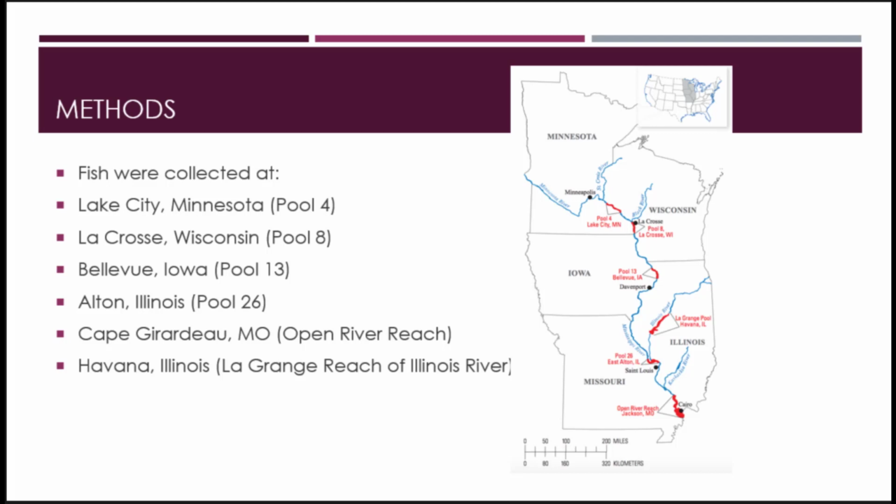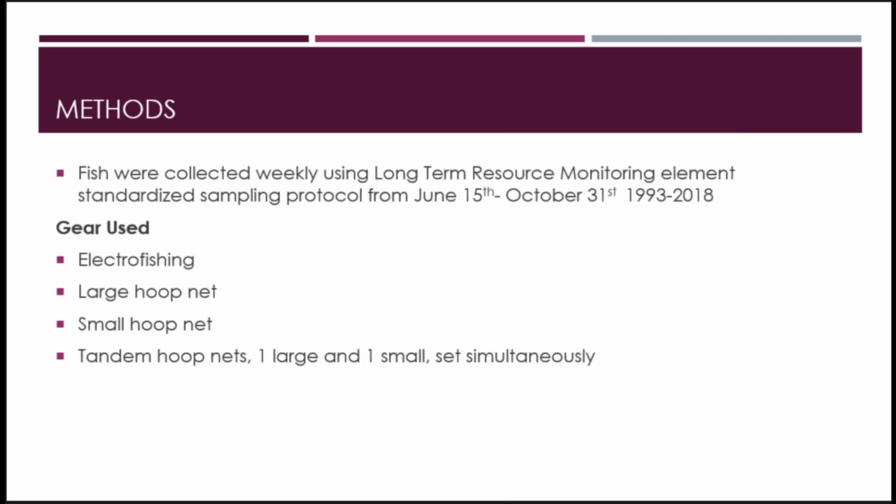So here we have our 6 locations along that Upper Miss gradient. And all of our fish came from Lake City, Minnesota; La Crosse, Wisconsin; Bellevue, Iowa; Alton, Illinois; Cape Girardeau; and Havana, Illinois. And that's actually on the Illinois River.